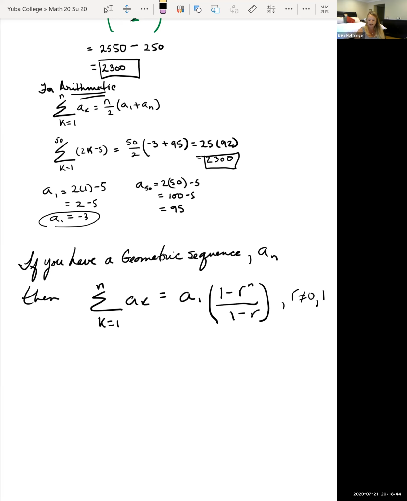So r can't be 0. It didn't make sense if our common ratio was 0. That was one of our stipulations. And in this case, r can't be 1 because that would give us 0 in the denominator.